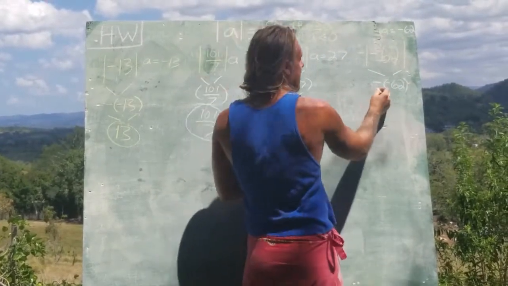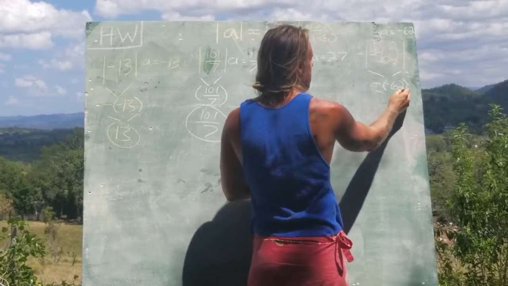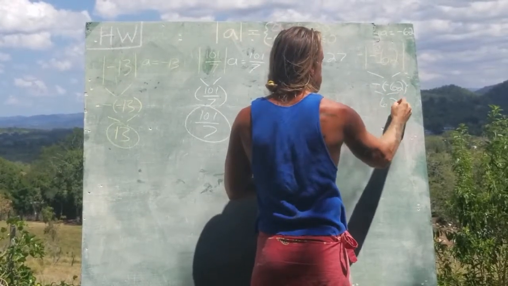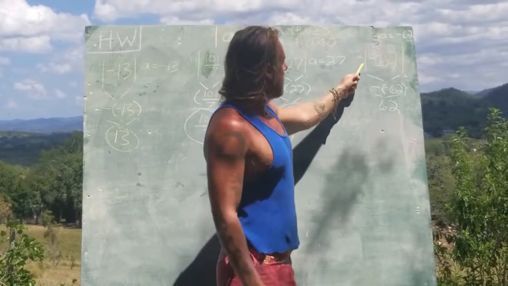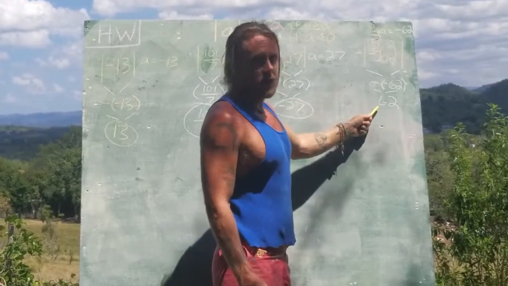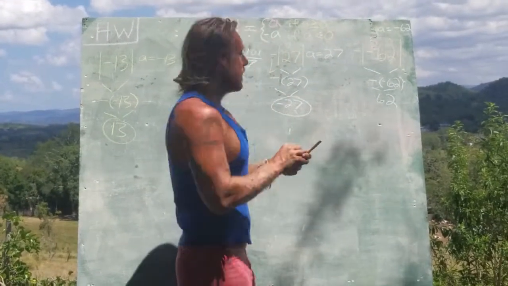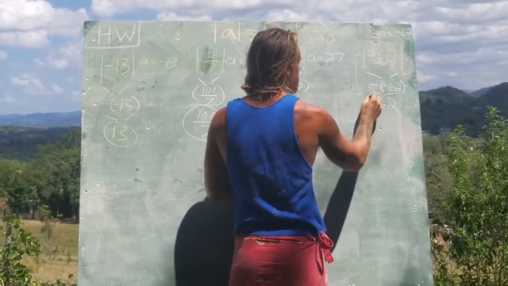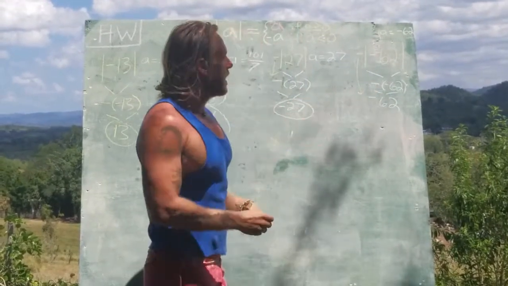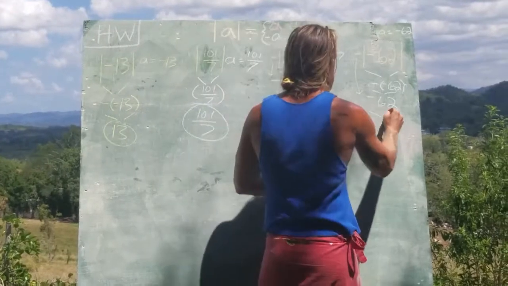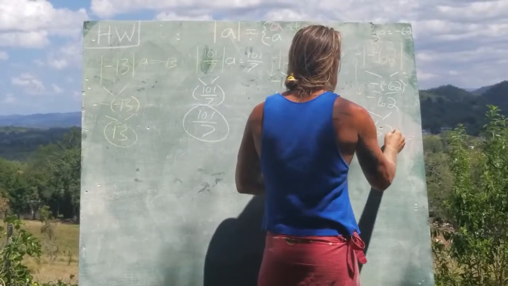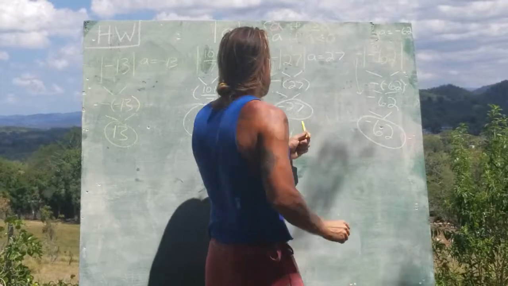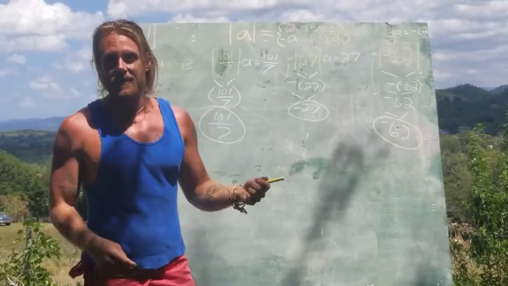And what is a negative times a negative? A positive 62. So the absolute value of negative 62 is a positive 62. But again, we're not done yet. We have this negative sign to bring down. A negative times a positive is a negative. So again, like we have here, a negative 62.